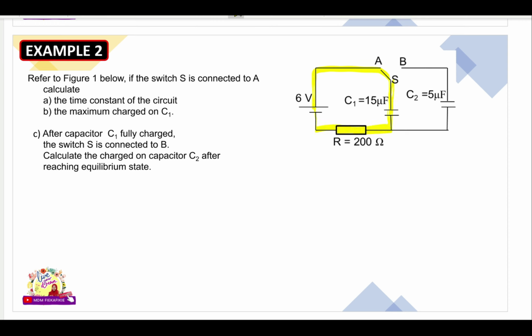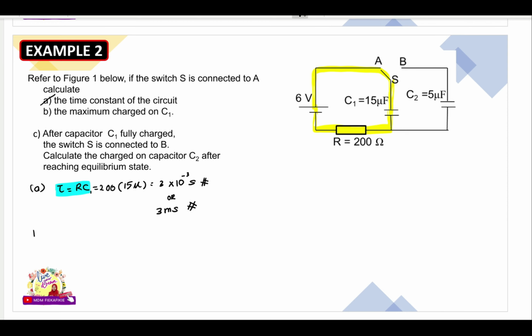So now untuk A kita boleh kira lah. In order to calculate the time constant, we can straightly find by using this equation, tau is equal to RC. Very simple. So R dah ada, we can just substitute 200 and this is C1, where C1 is 15 microfarad. Therefore kita kira lah, kita akan dapat 3 times 10 power of negative 3 second, or we can just leave the answer in millisecond. So this is the answer.